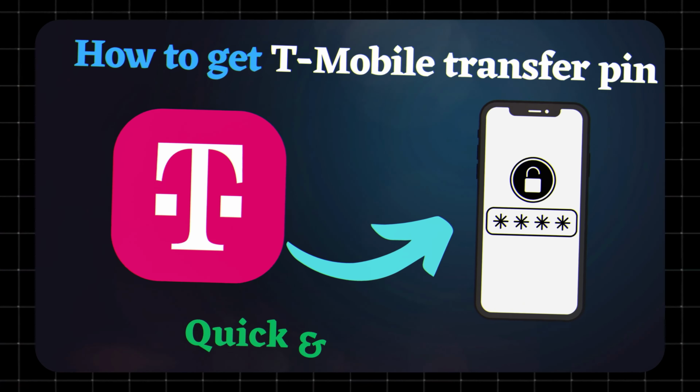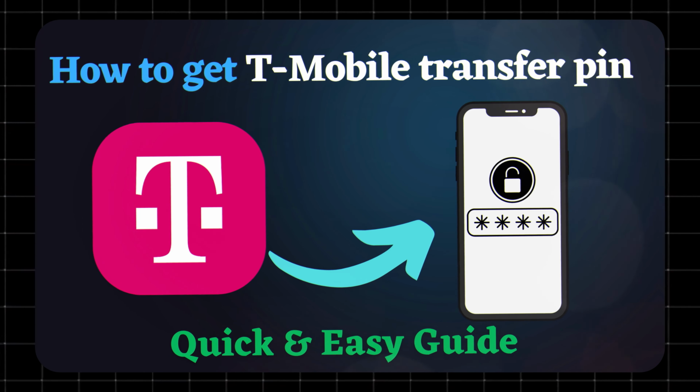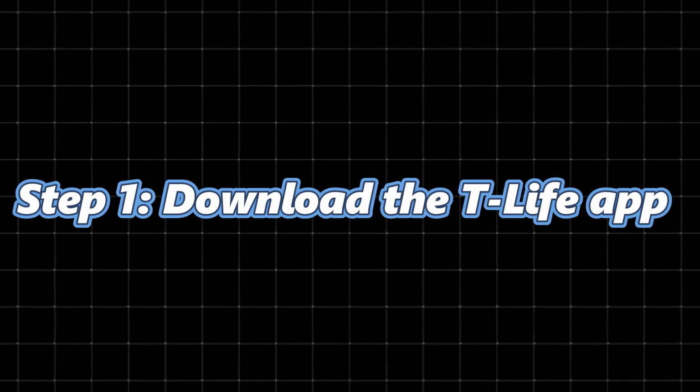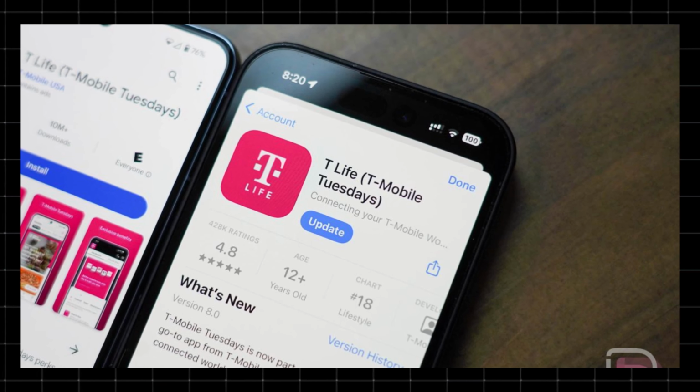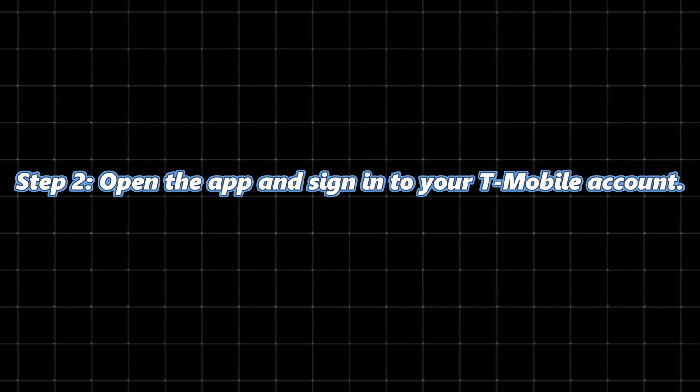How to get T-Mobile transfer PIN. Follow these simple steps to get your transfer PIN using the T-Life application, available for both iPhone and Android. Step 1. Download the T-Life app. You can find it on the App Store or Google Play Store. Step 2. Open the app and sign in to your T-Mobile account.